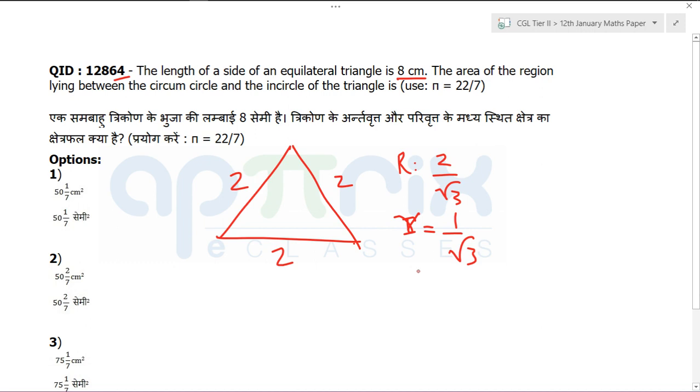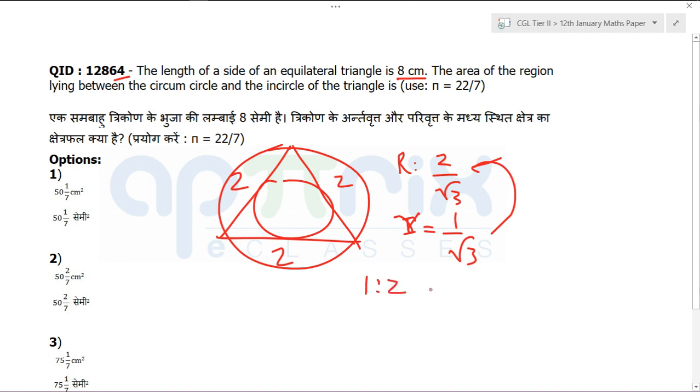Now tell me please, you know that the incircle will be like this, the circumcircle will be like this. And the ratio of the radius of the incircle to the circumcircle is 1:2. What does it mean? If I assume the inner area to be 1, the outer area will be 4. What is the difference? 3. 3 means what? 3 times the incircle area. Right? If you just calculate the incircle area here, do 3 times, that is the answer. That is the difference. How easily you are doing.